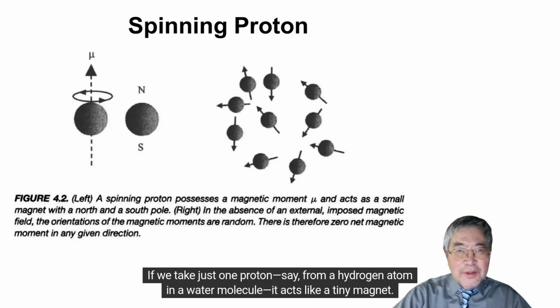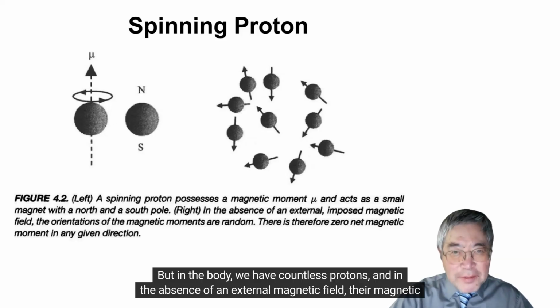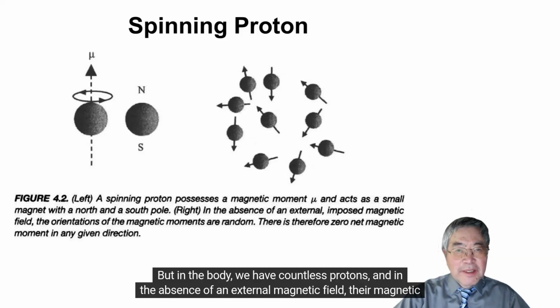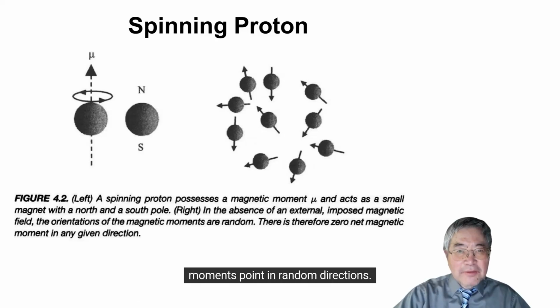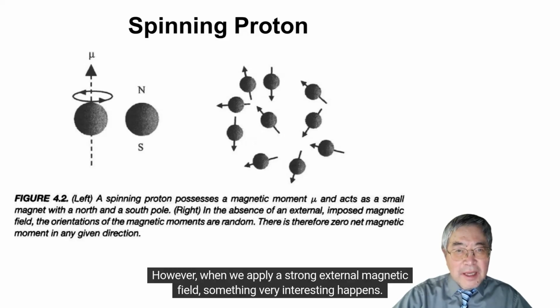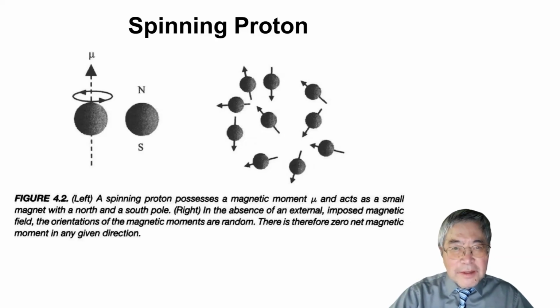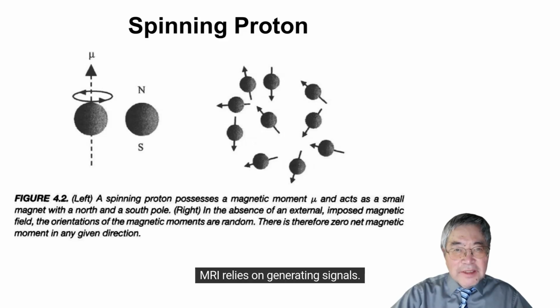If we take just one proton, say from a hydrogen atom in a water molecule, it acts like a tiny magnet. But in the body, we have countless protons, and in the absence of an external magnetic field, their magnetic moments point in random directions. As a result, they cancel out, and there is no overall magnetic effect. However, when we apply a strong external magnetic field, something very interesting happens. These magnetic moments begin to align, and that alignment is what MRI relies on for generating signals. We will come to that point soon.